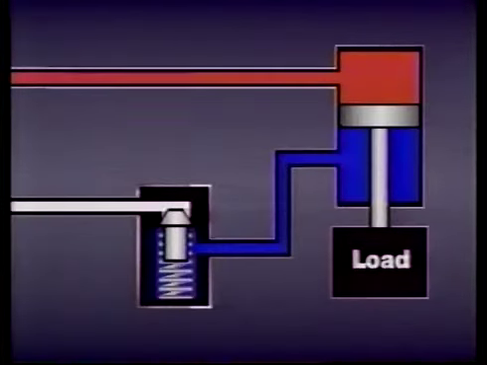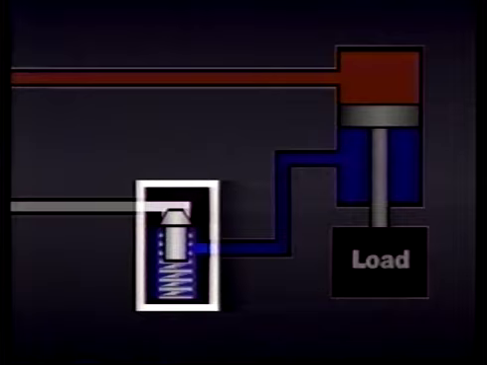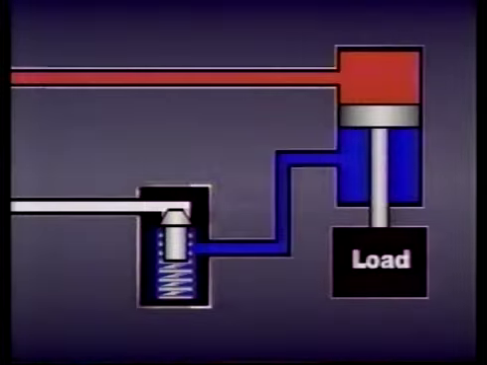This is possible because there is very little leakage past the poppet or ball. For example, the poppet in this check valve forms a seal tight enough to suspend a cylinder's load as long as other components or parts of the system do not leak or fail.